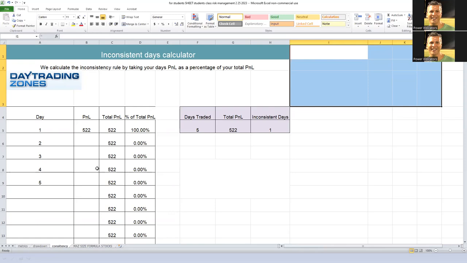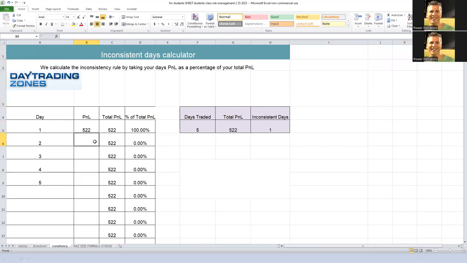Essentially, it works like this. It says that on any given day, you are not consistent unless your trading profit on that day is less than 30% of your total profit. So look here, I make 1,000, I make 2,000, I lose 1,000, I make 300, and you keep on going like this.